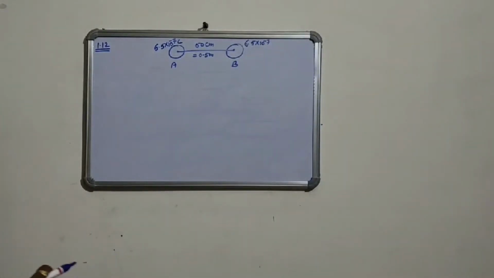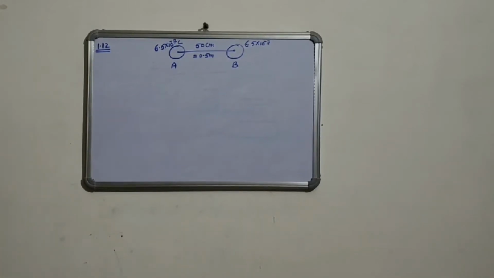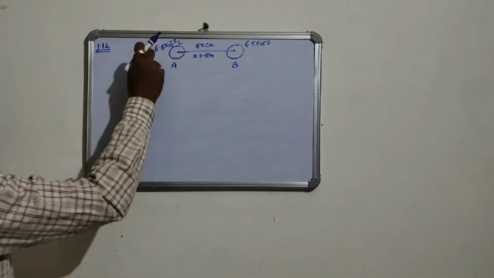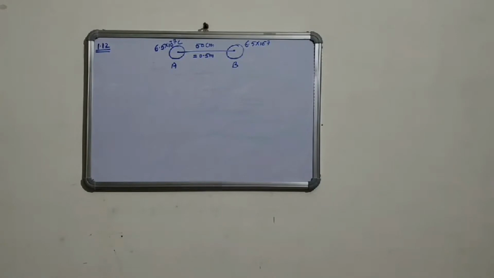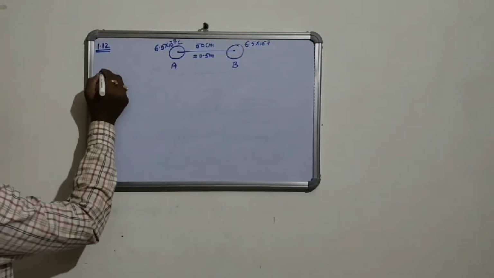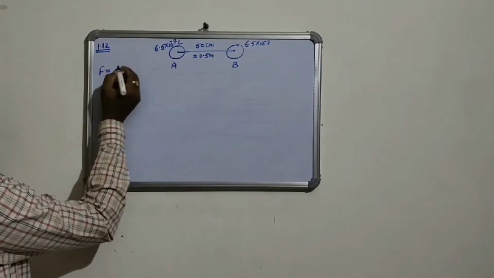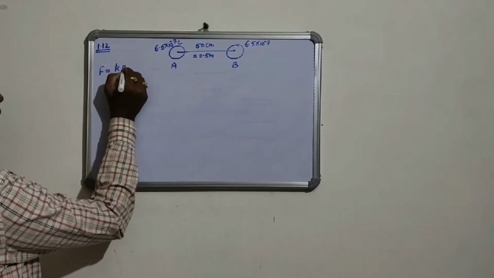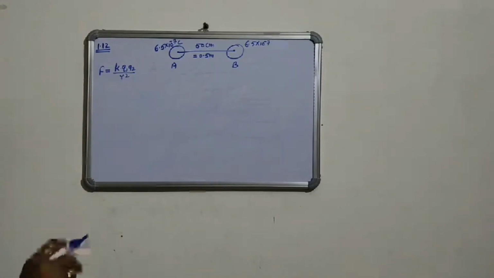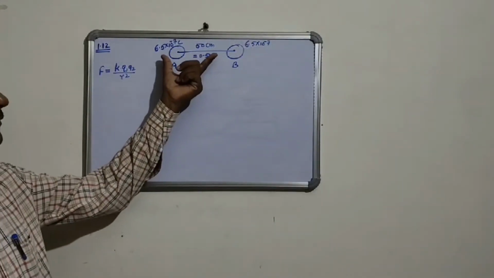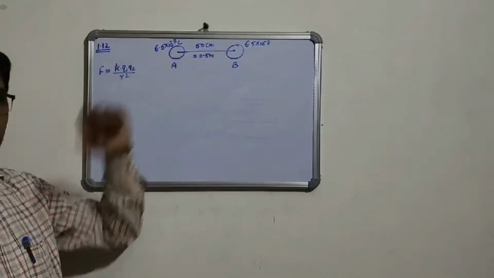Okay. Now, the question is, what is the mutual electrostatic repulsion force? Because both charges have the same sign, the force acting between them is repulsive. So, what is the magnitude of the force? You can write F equals to K Q1 Q2 by R square, and the charges are separated by a 50 centimeter distance in air.